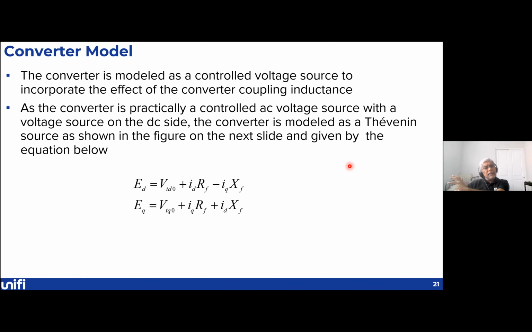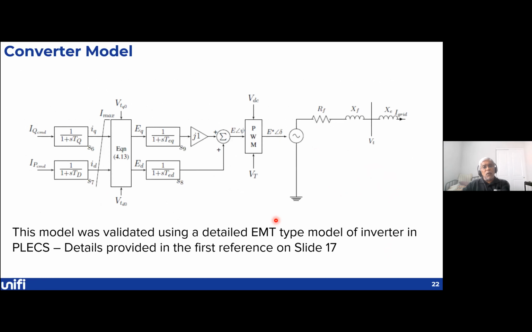And the converter's interface to the network is modeled as a controlled voltage source rather than a current source as in the original model, because the converter is basically a controlled AC voltage source with a voltage source on the DC side. And so we modeled this as a Thevenin source with the following D axis and Q axis voltages. And that's how we interfaced the model with the network. So here is the network solution, and that's how we interface this model with the rest of the solution.